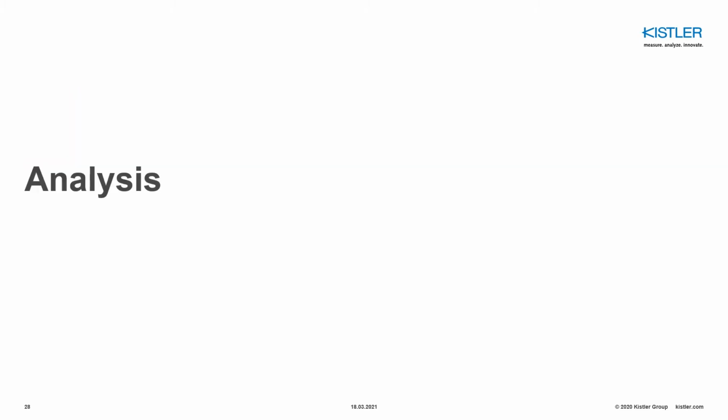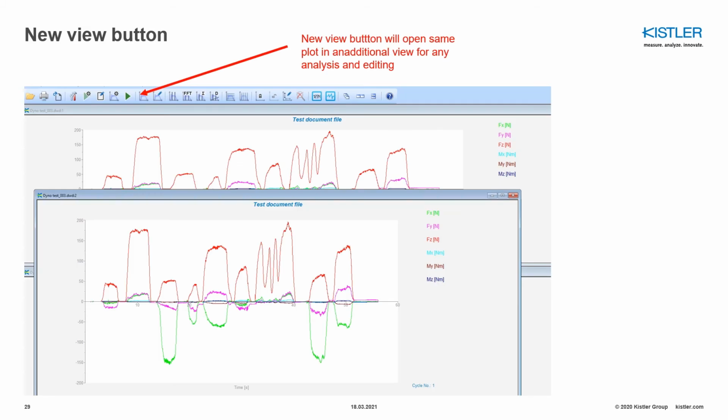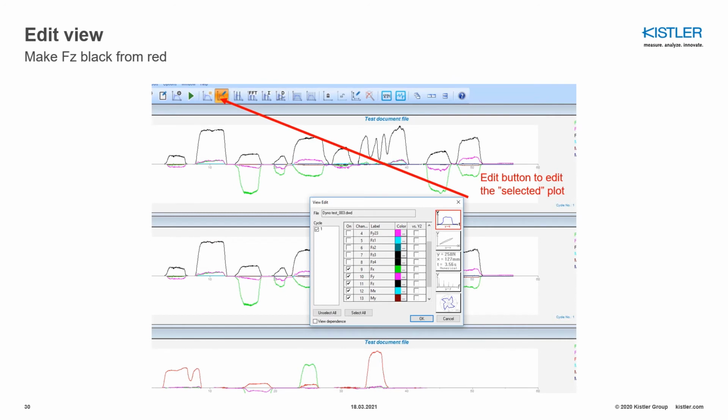Let's have a look at some basic functions of the analysis now. So we make the measurement, we have the measurement here, and if you want to make some editing and save those edited versions or see only some specific channels, you press the new view button here, and then you can press the edit view, for instance, here. You can change, for instance, the color of the certain channels, or take out certain channels and choose different plots and so on. So you make the editing here.